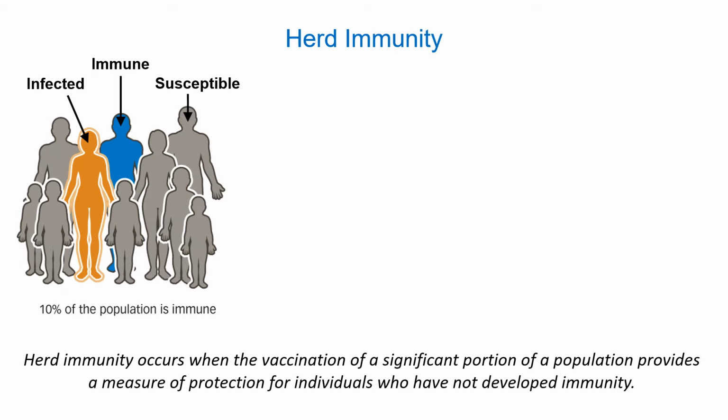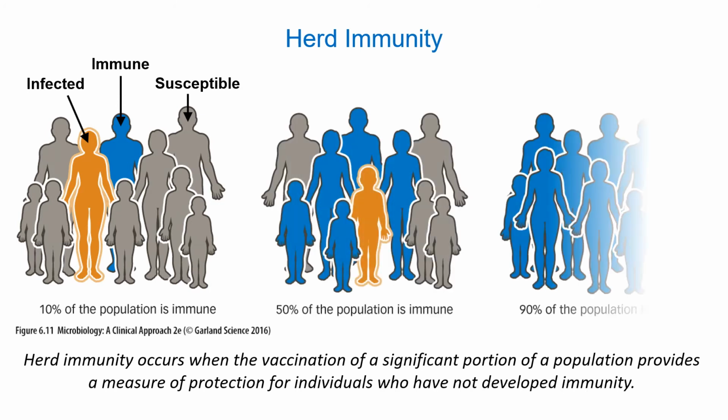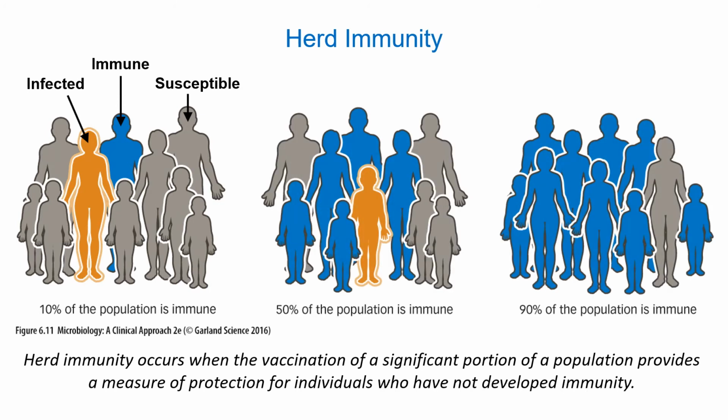You can see in this first example, we have one person who's infected and one person who's immune. This orange infected person can infect all of these gray people, so they're all at risk. You get enough people vaccinated, and we can hopefully protect these susceptible gray people. And maybe 50% of the population.